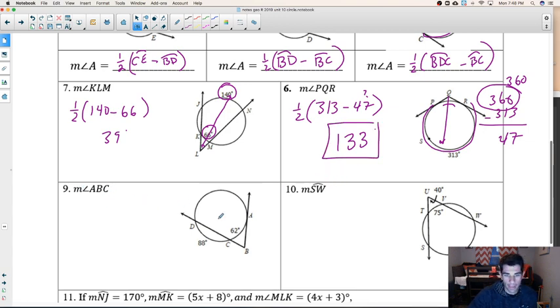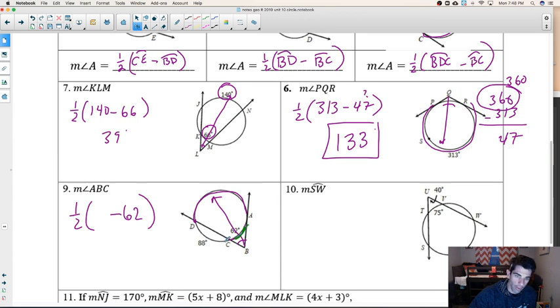Number 9, angle ABC. All right, again, let's be a little bit careful here. Here's ABC. Shoot out. So you need to do 1/2 the larger arc, well, the large arc is AD minus the small arc, which is AC. But again, they didn't give it to me. Similar to that last one.